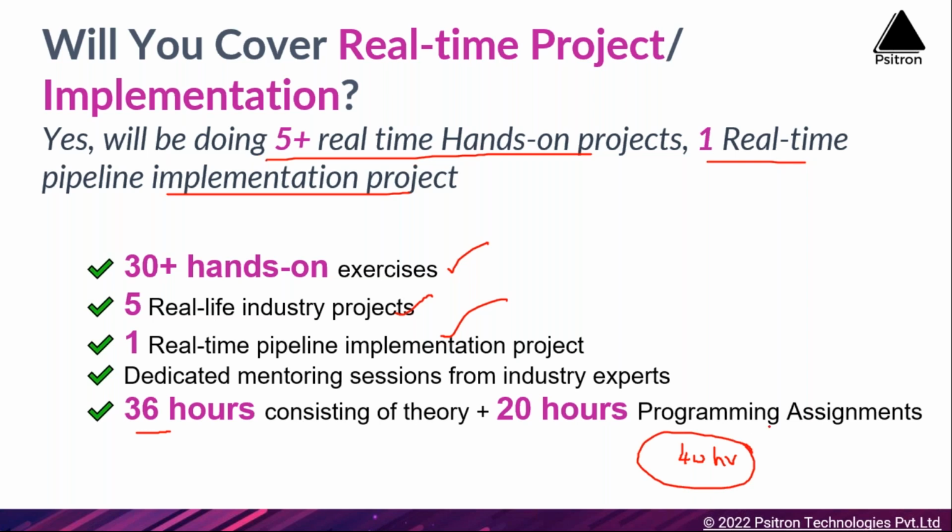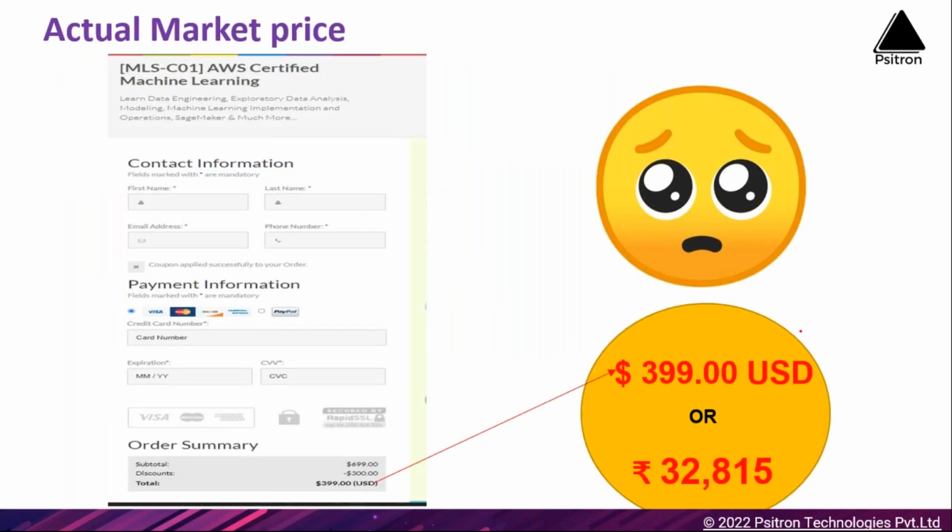Now let's go ahead and talk about the price structure for this particular course. What exactly does the price structure look like? Before getting started, let's see what the actual price is in the market. This is the actual data, you can just Google it, it's one Google search away. This is the certification code MLS-C01, AWS Machine Learning Specialty.